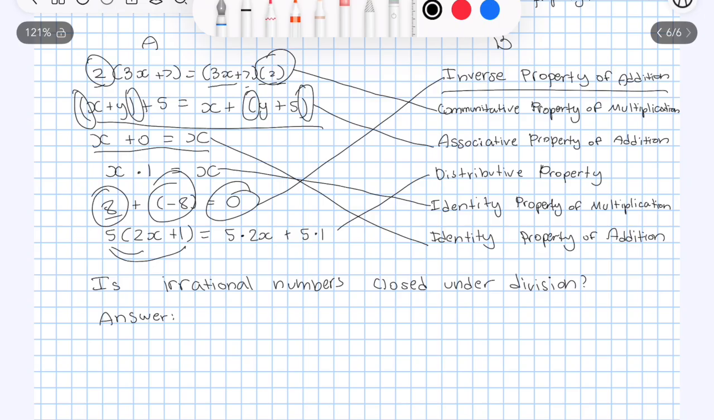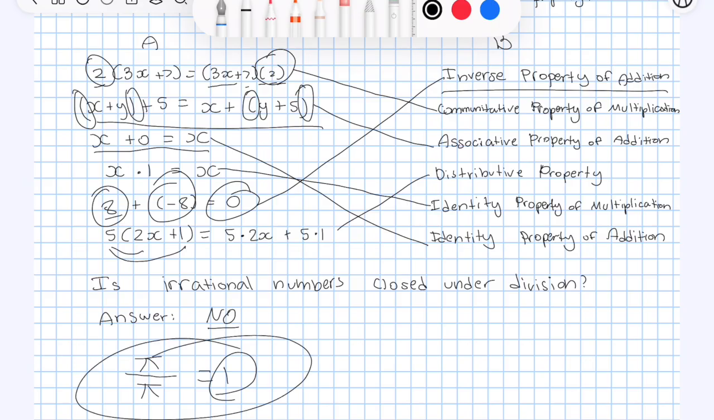Next question. Are irrational numbers closed under division? So, short answer, no. And there are clear examples why. Let's take any irrational number. Let's say pi. So we have pi. And what if we divided by pi? What will we get? It would be 1. But 1 is not an irrational number. And so this simple example proves why irrational numbers are not closed under division.